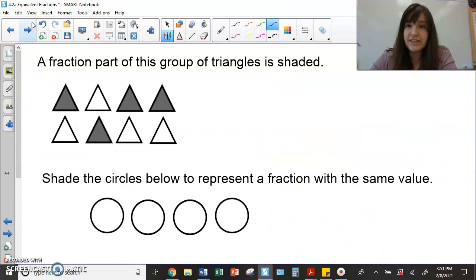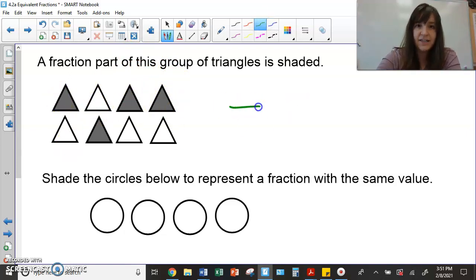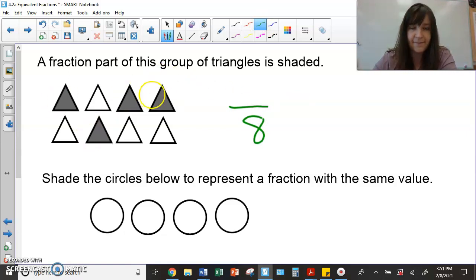So now let's look at this step. We've got a fractional part of this group of triangles that are shaded. Out of the triangles, I see 8 total triangles, and I'm counting 4 of them that are shaded. So that's 4/8. We need to shade the circles below to represent a fraction with the same value.